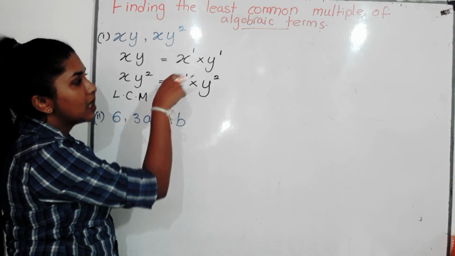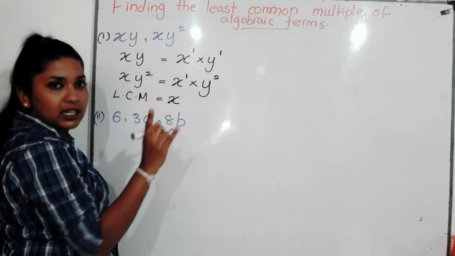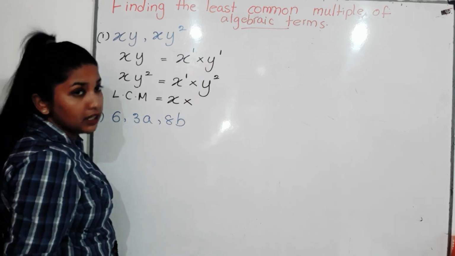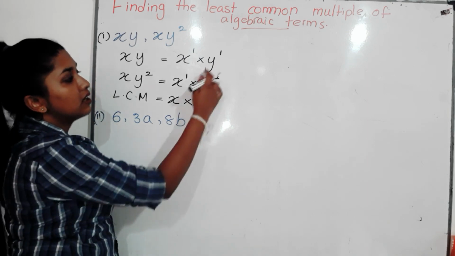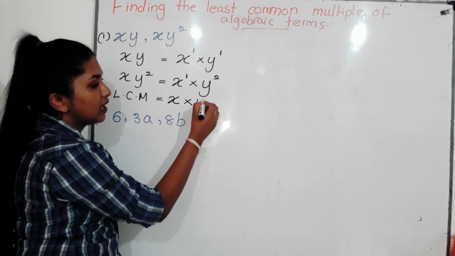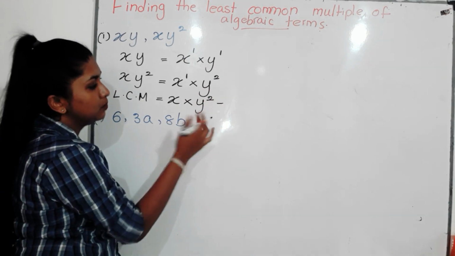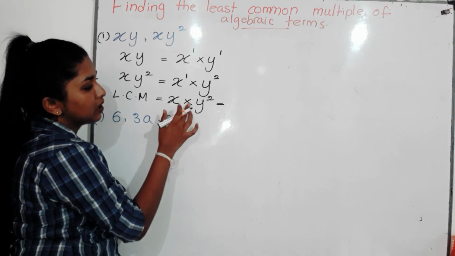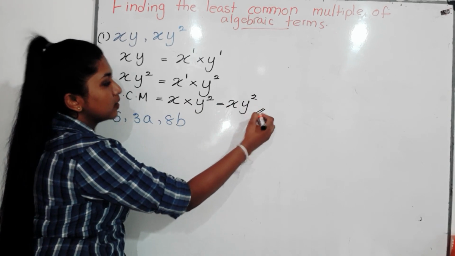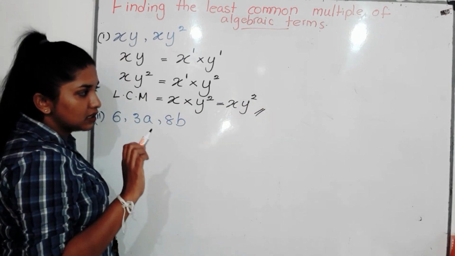Then x to the power 1. When we consider y, we can see there's a y to the power 2. This one is the highest power, so we write y to the power 2. Now we can remove the multiplication symbol. So the LCM of xy and xy squared is xy squared.